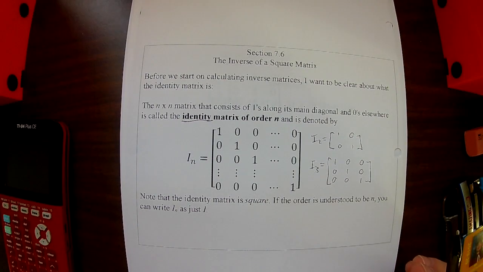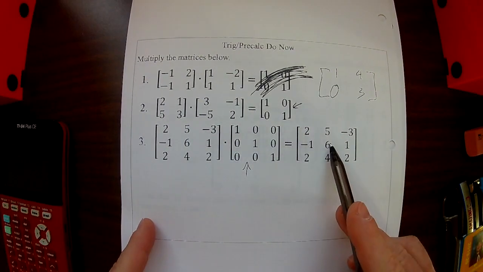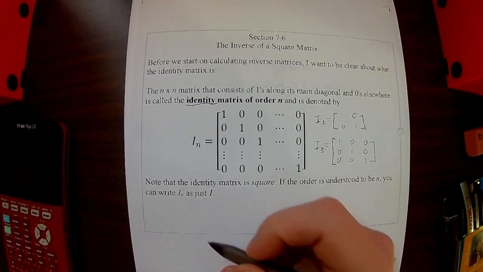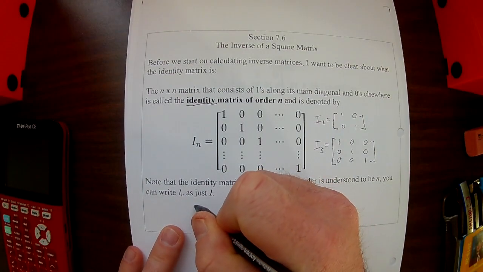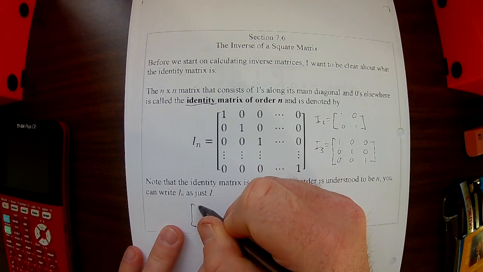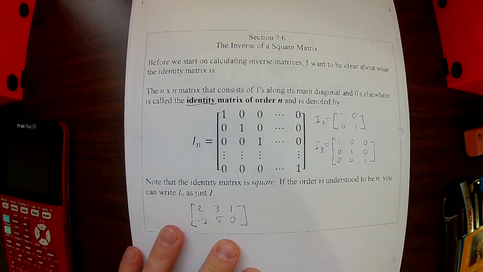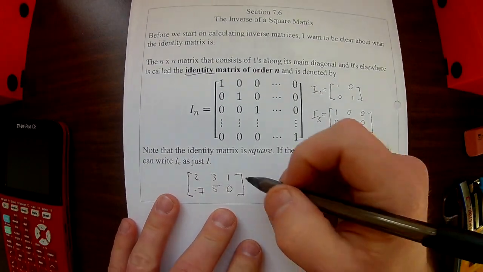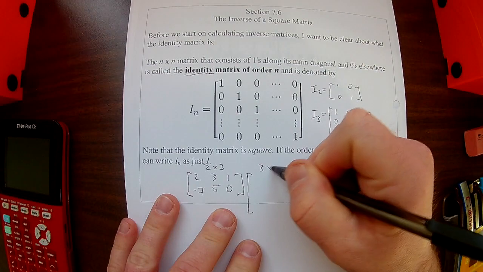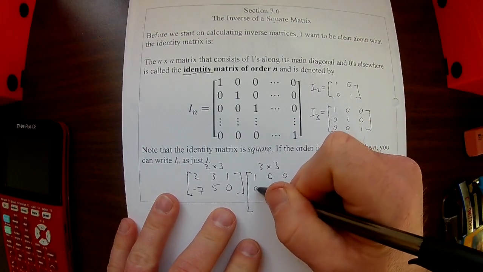We saw it on the do now: when you multiplied by the 3 by 3 identity matrix, nothing actually happened to the matrix. That actually works for any size identity matrix. So let's just say we multiply the matrix 2, 3, 1, negative 7, 5, 0 by an identity matrix that can be multiplied by it. In this case, since this matrix is 2 by 3, I'm going to have to multiply by a 3 by 3 identity matrix. So just copying from up here, that would be 1, 0, 0, 0, 1, 0, 0, 0, 1.